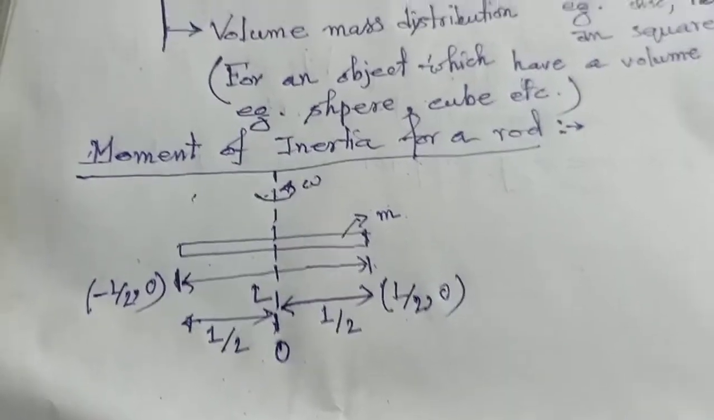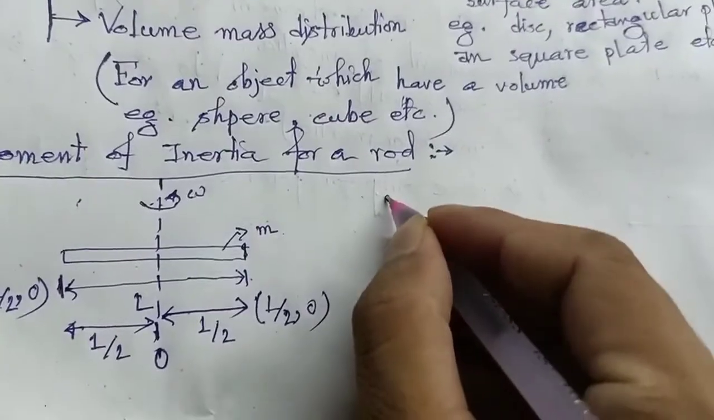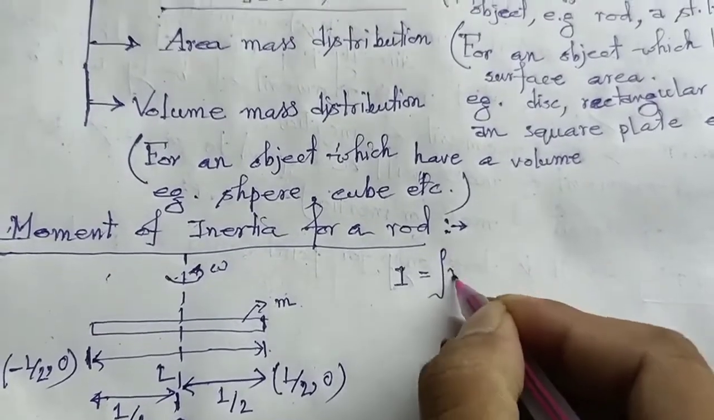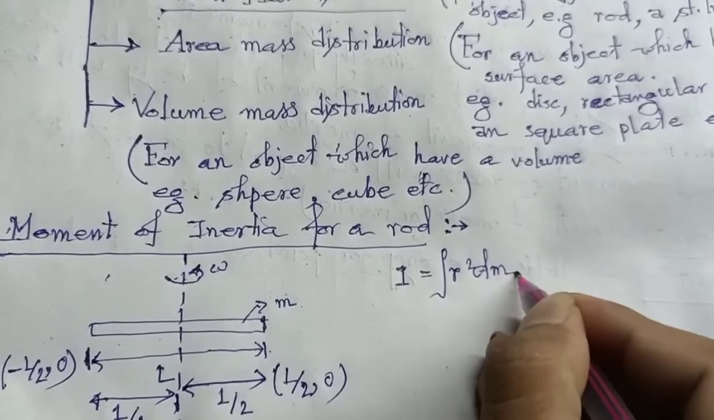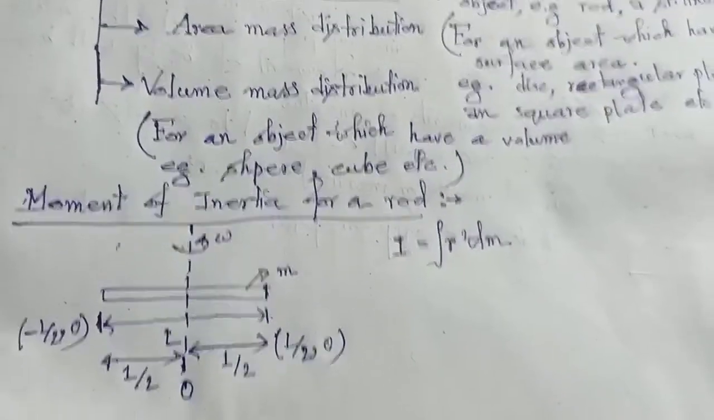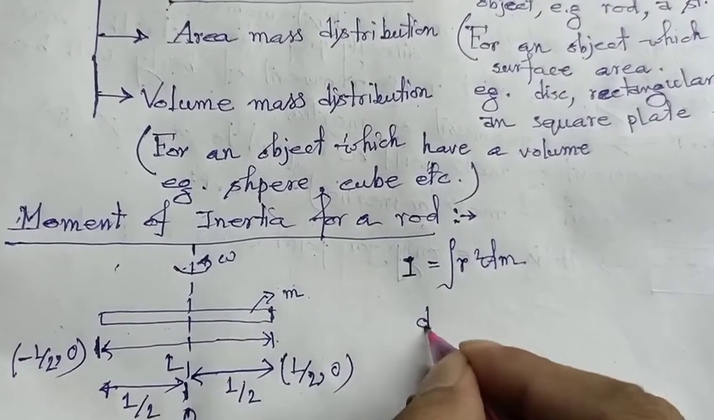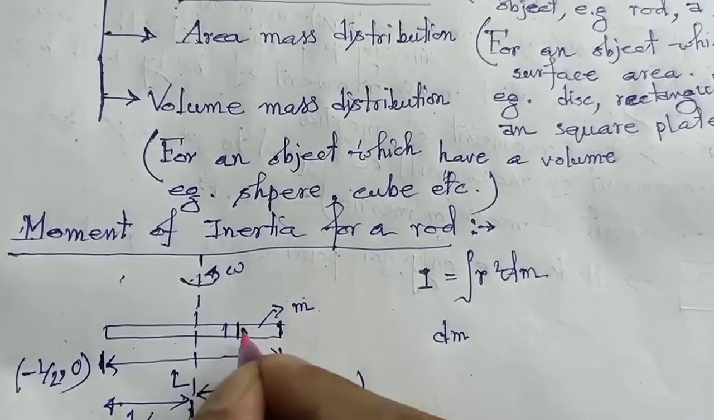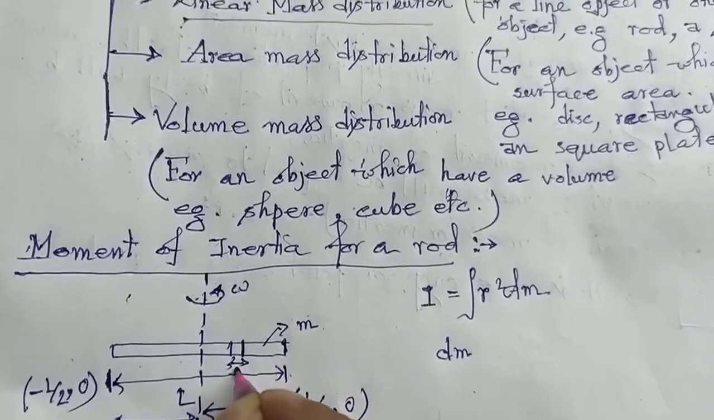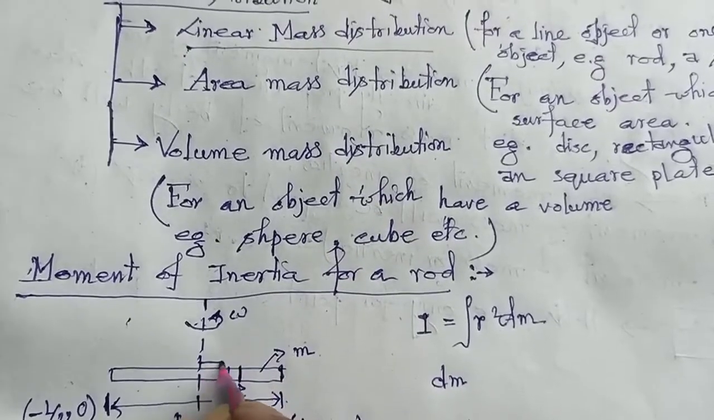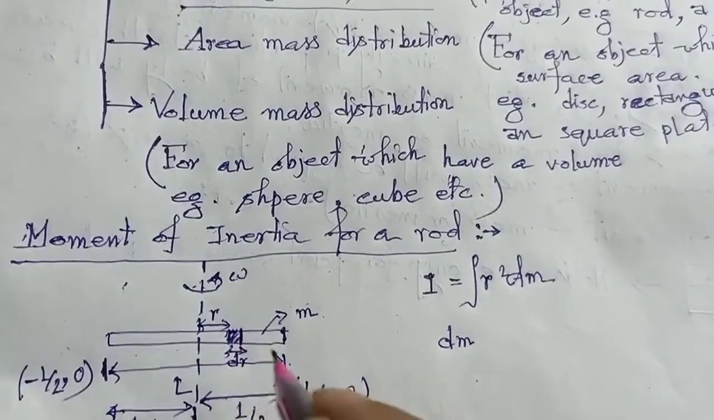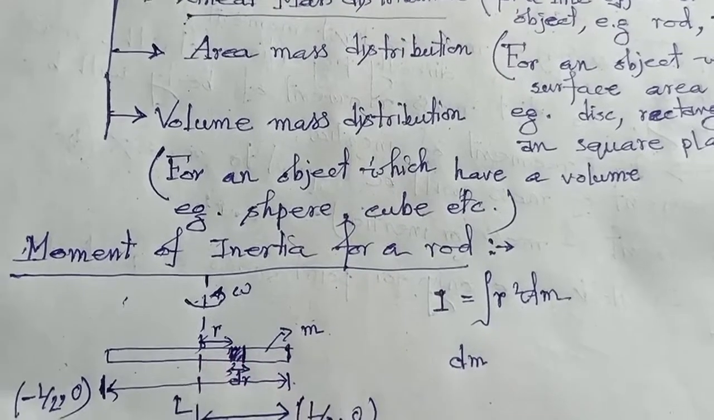Now we will find the moment of inertia of this rod. First we will write the equation of moment of inertia. So I equals r square dm. But what is dm? What is the meaning of this dm? For finding dm, we will take a small slab of thickness dr at a distance r from the axis. So the thickness of this small slab is dr and its distance from the axis is r.